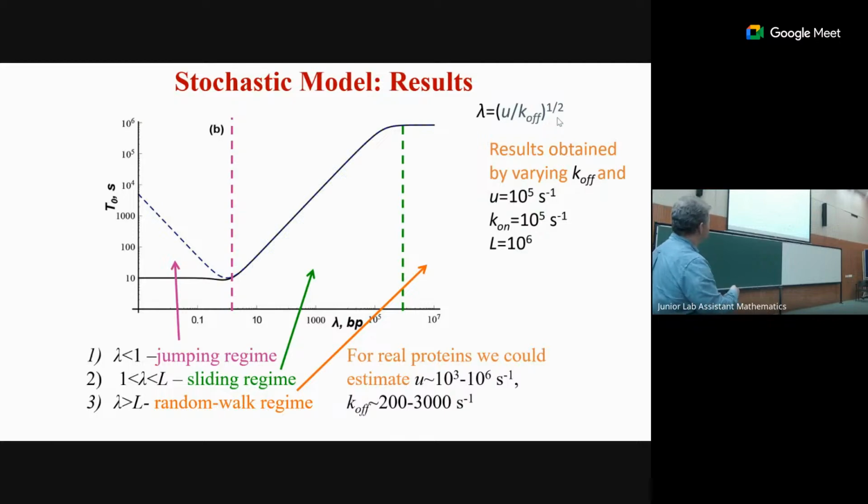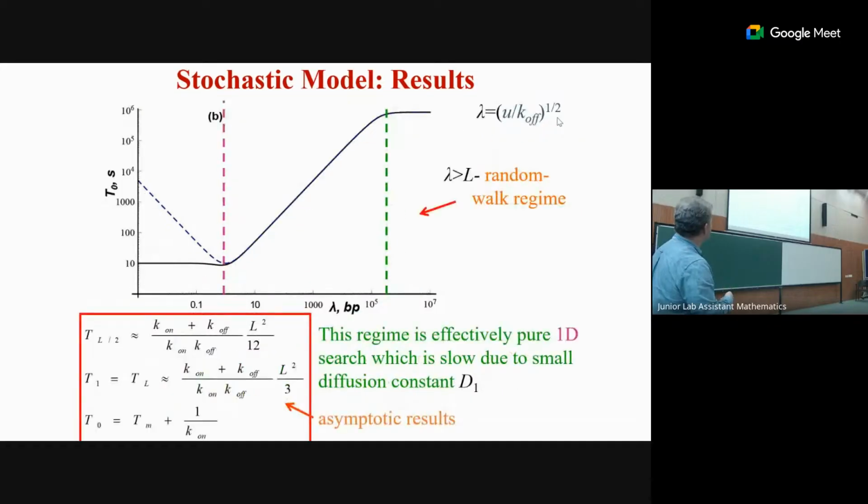The first regime I call the random walk regime. This is the regime in which the set of parameters is such that your scanning length is larger than the length of DNA. So what's happening? Your protein comes to DNA, and it will not dissociate until it finds the target. That I call the random walk regime. It's slow, because moving on DNA is slow.